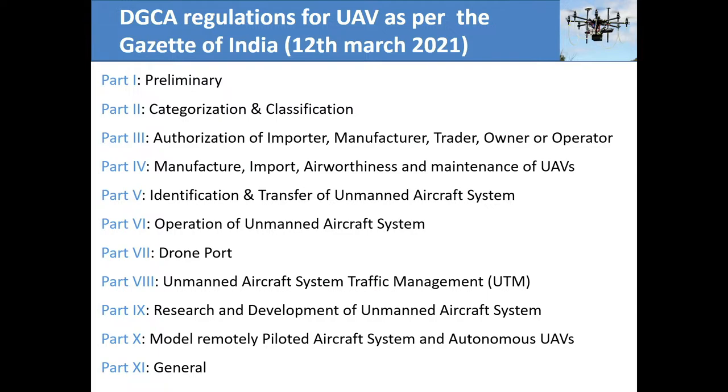Then there is a UTM policy, so unmanned aircraft system traffic management. So suppose thousands of drones are flying, how will you know what to do, or you will have collisions with others. Like we have a traffic system for roads, our vehicles, traffic signal is there, traffic police is there. So similarly, there is a traffic management policy where all drones will be. Even now also for aircrafts, traffic management policy is there, you know.